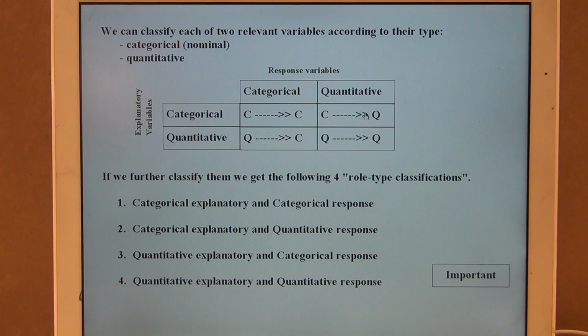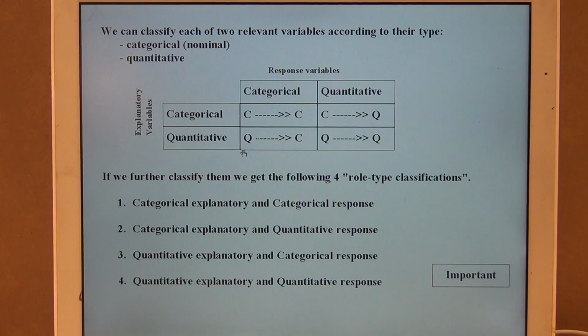So we get a nice little model here. We have categorical as an explanatory variable and categorical as a response variable. So we have categorical, categorical. Then we can have categorical as an explanatory variable and quantitative as a response. So that's another role type that we can have: categorical explanatory and quantitative response.